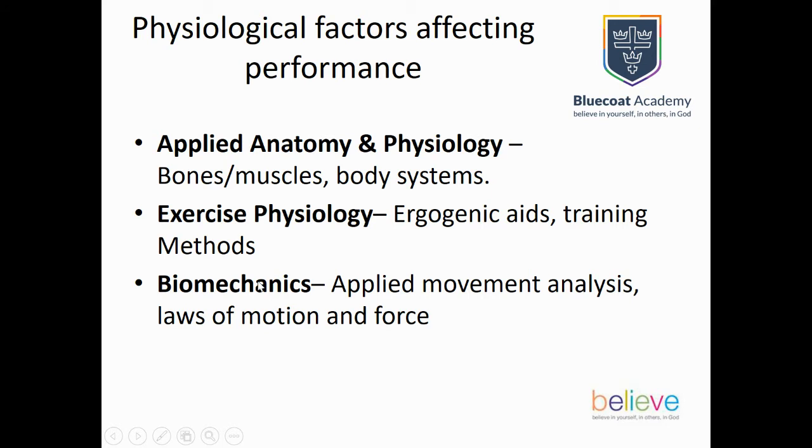So paper 1, as we can see here, is the physiological factors affecting performance. So this is applied anatomy and physiology, where we look at bones, muscles, body systems, and how they work together. We look at exercise physiology, including the cardiovascular system, the respiratory system, looking at energy systems, ergogenic aids, training methods. And also there is a biomechanical element in there where we look at applied movement analysis, and also laws of motion and laws of force and trajectory and velocity, and other elements like that.